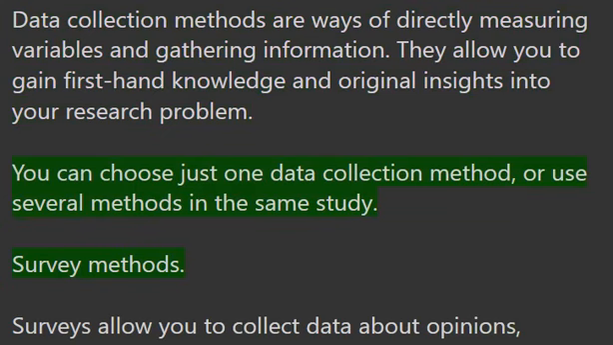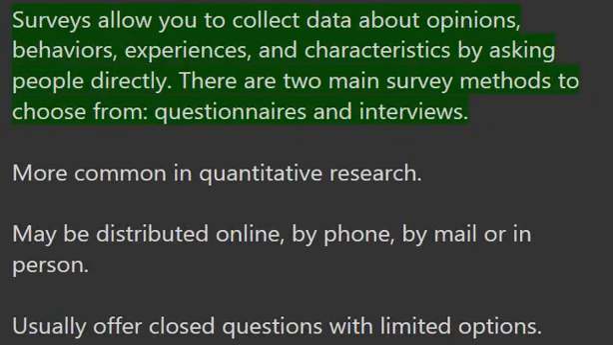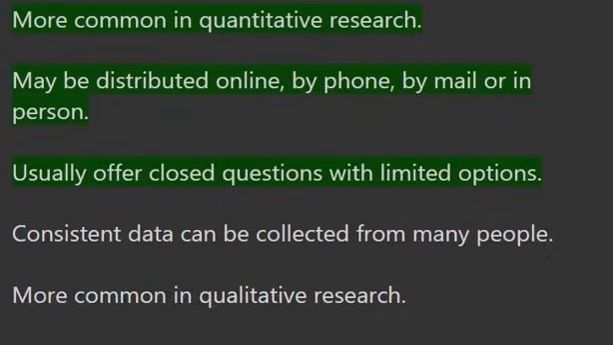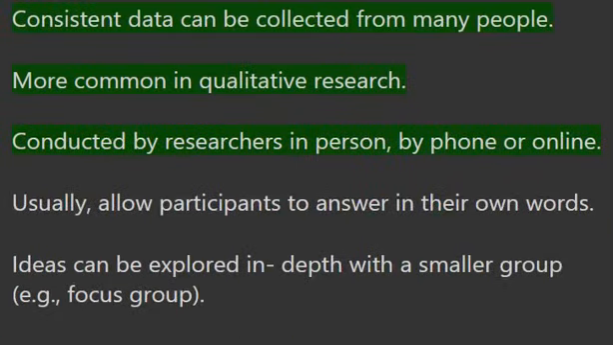Survey methods. Surveys allow you to collect data about opinions, behaviors, experiences, and characteristics by asking people directly. There are two main survey methods to choose from: questionnaires and interviews. Questionnaires are more common in quantitative research. They may be distributed online, by phone, by mail or in person. They usually offer closed questions with limited options. Consistent data can be collected from many people.